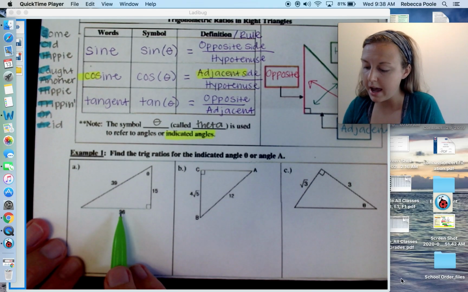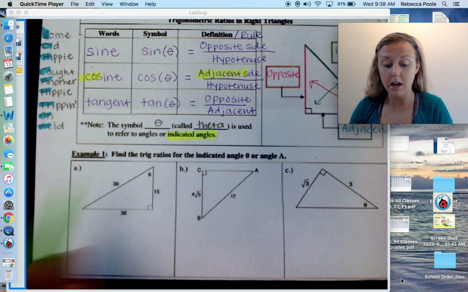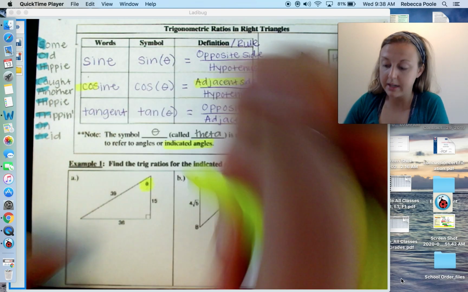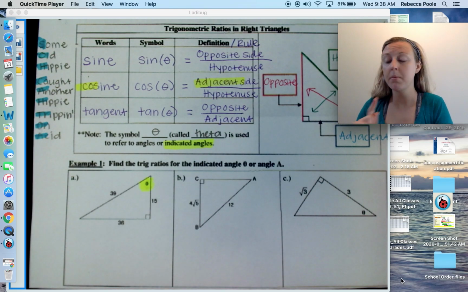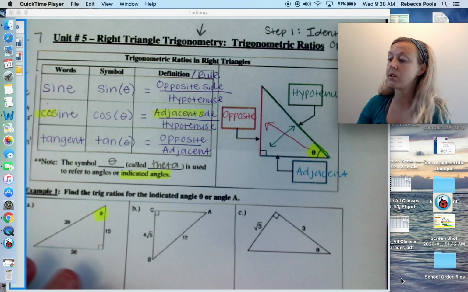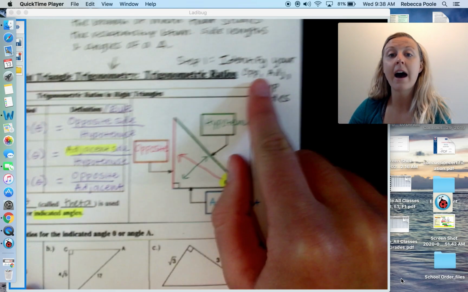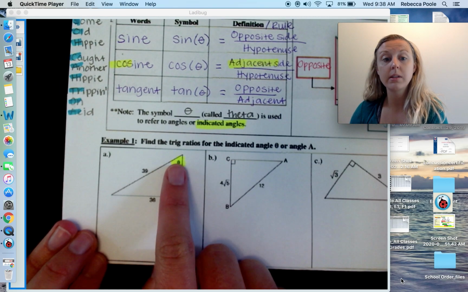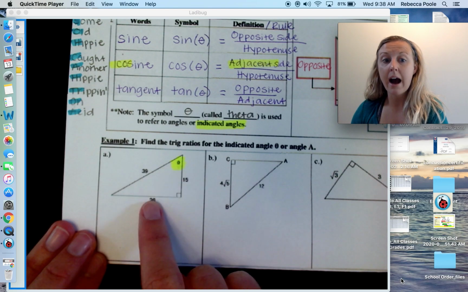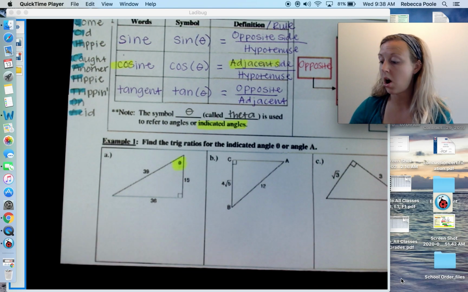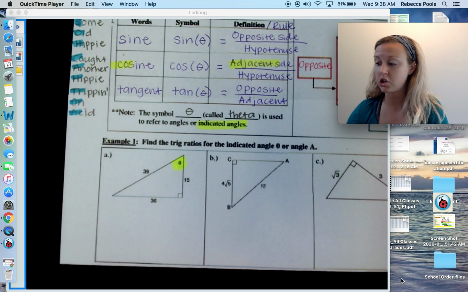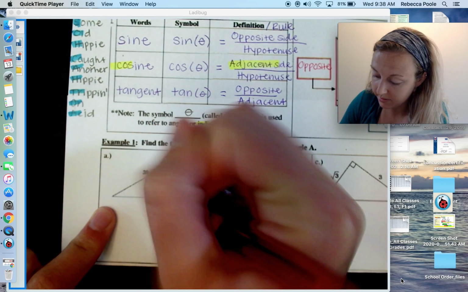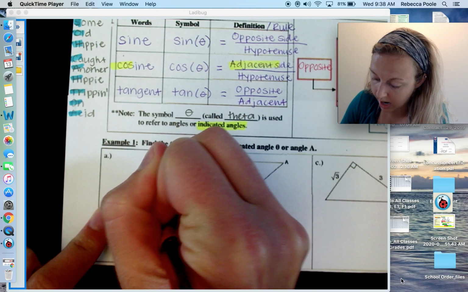All right, so for A, theta is up here. So this is the angle that I'm using, okay? So remember what Miss Poole told you step 1 was. Step 1, identify your opposite, adjacent, and hypotenuse sides. So using this angle, the opposite side, all the way across from it, not touching, is 36. So 36 is going to be my opposite.